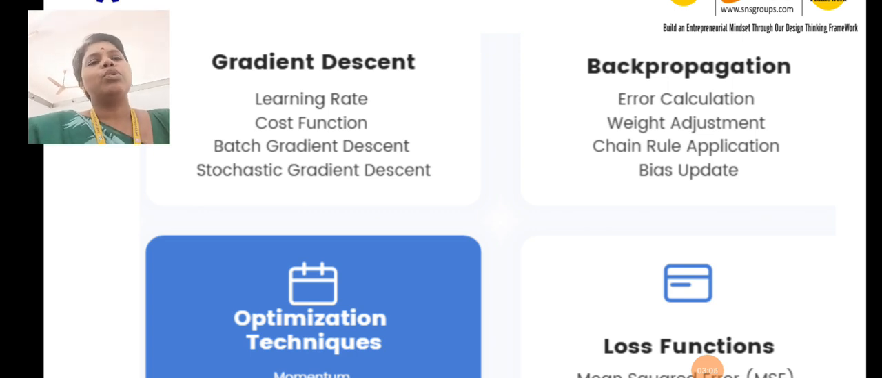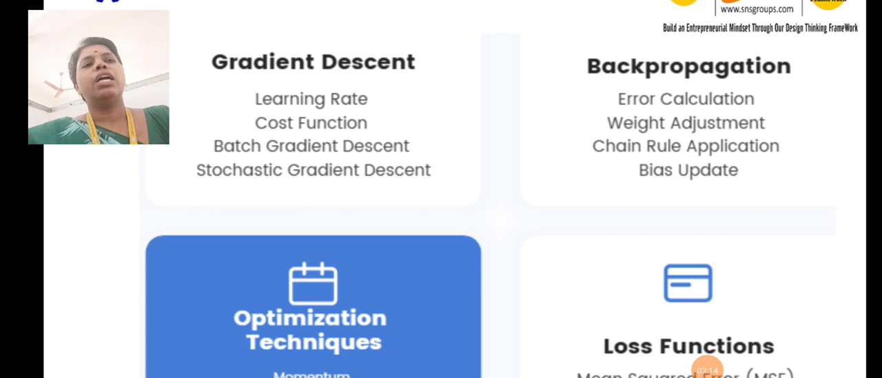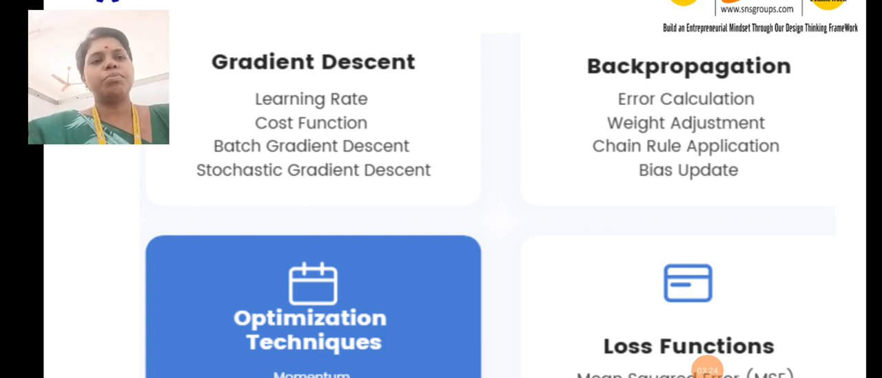Coming to back propagation, we all know we need to do the iteration process until we reach the expected outcome. While doing back propagation, we must be aware of and concentrate on these metrics: error calculation should be done, weight adjustment could be made, chain rule application, and bias update. So we have to do the bias update also while doing back propagation.